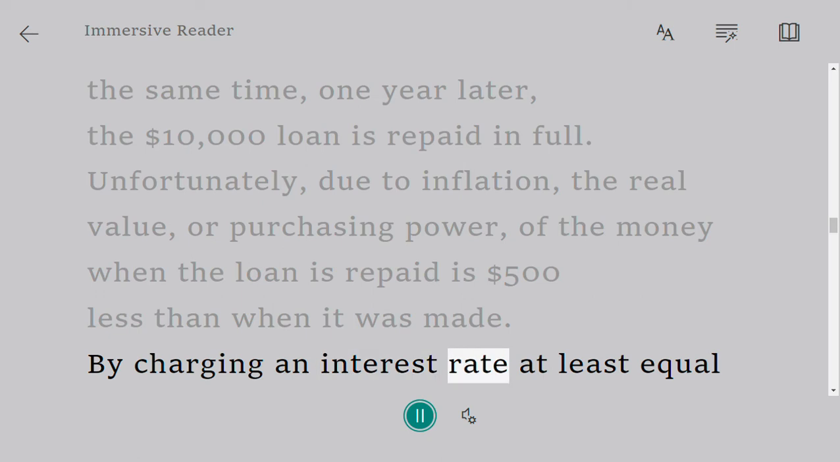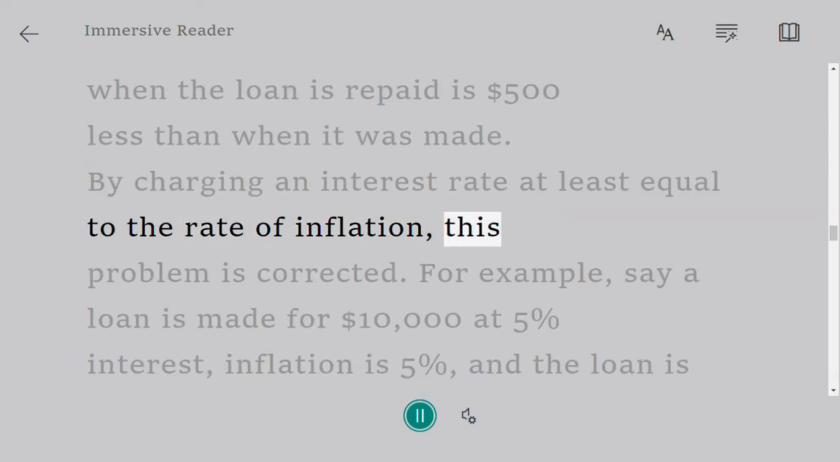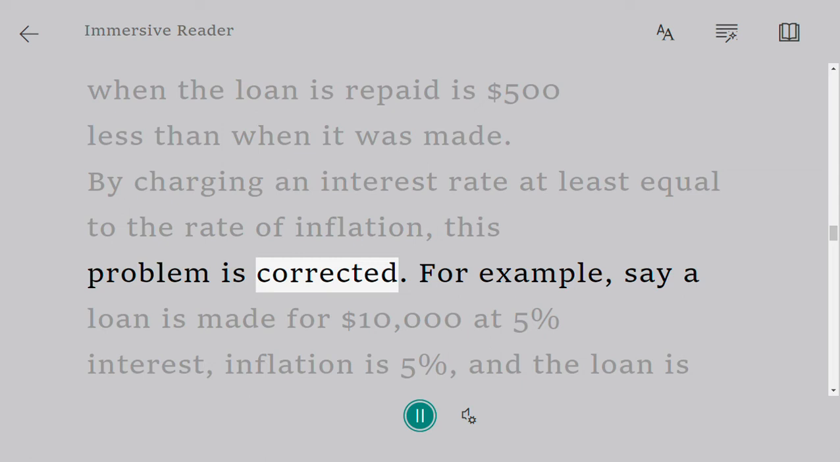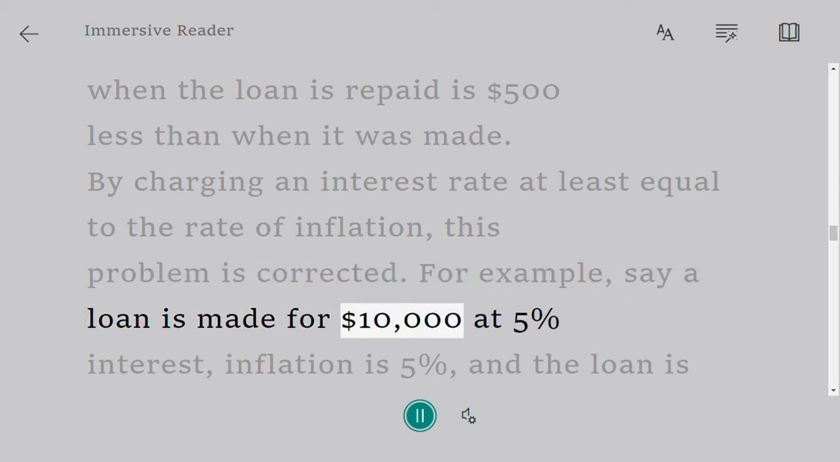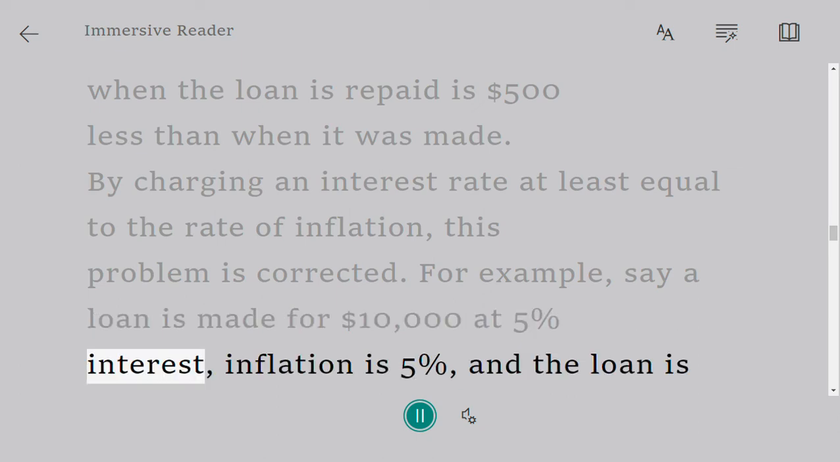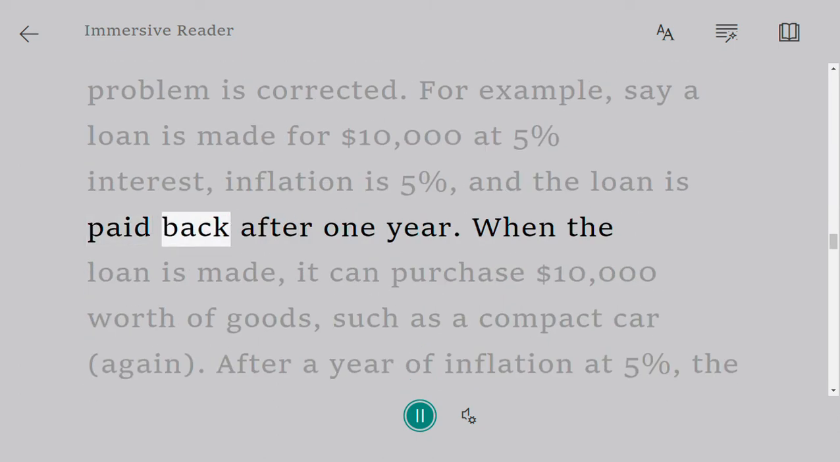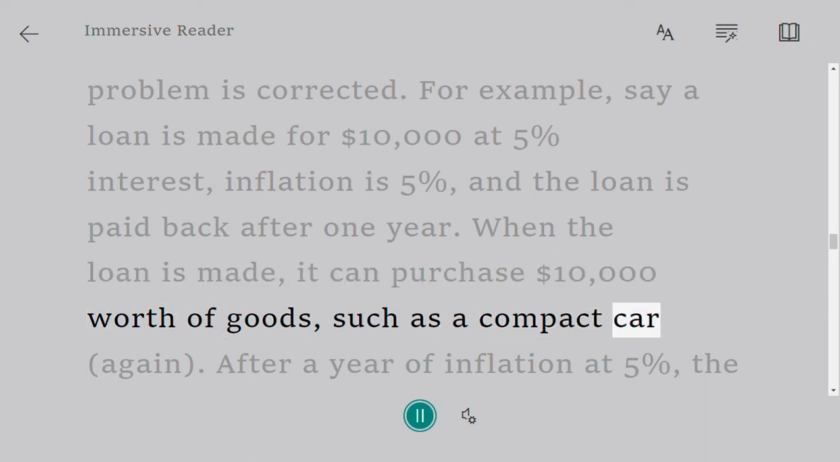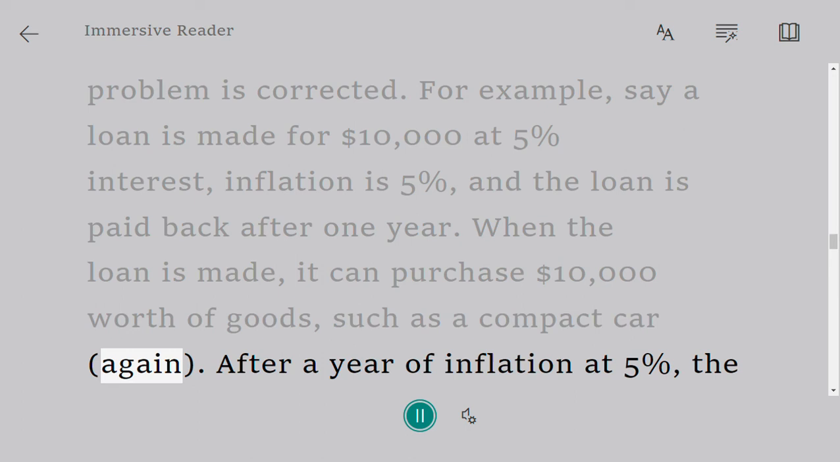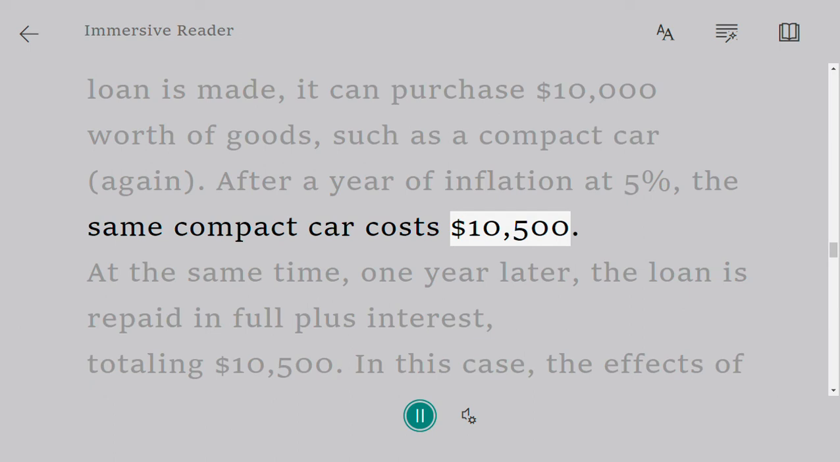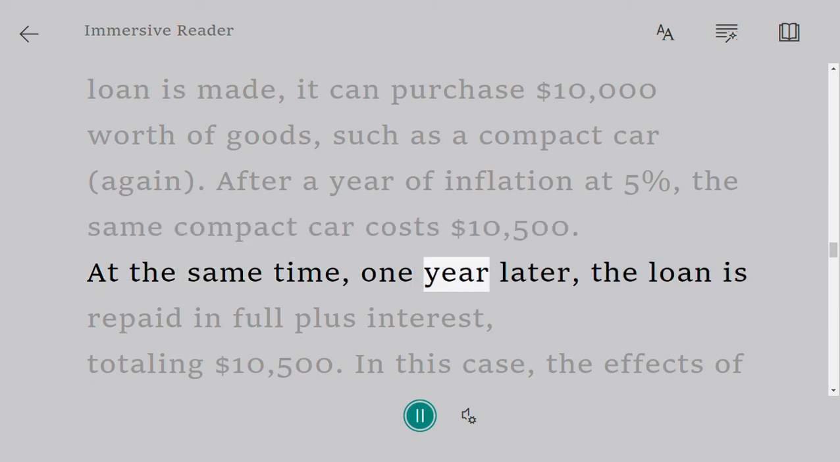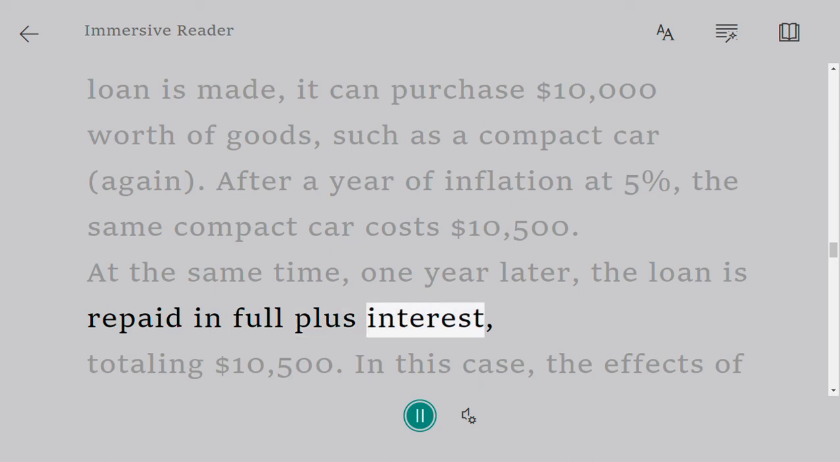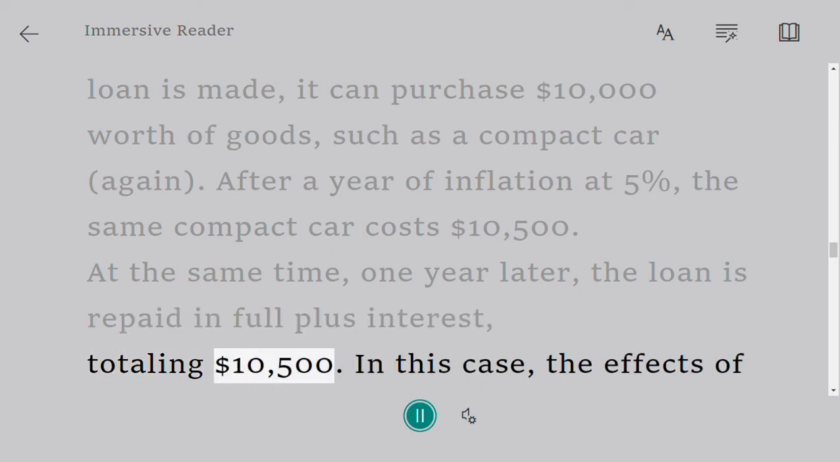By charging an interest rate at least equal to the rate of inflation, this problem is corrected. For example, say a loan is made for $10,000 at 5%. Inflation is 5%, and the loan is paid back after 1 year. When the loan is made, it can purchase $10,000 worth of goods, such as a compact car. Again, after a year of inflation at 5%, the same compact car costs $10,500. At the same time, 1 year later, the loan is repaid in full plus interest, totaling $10,500.